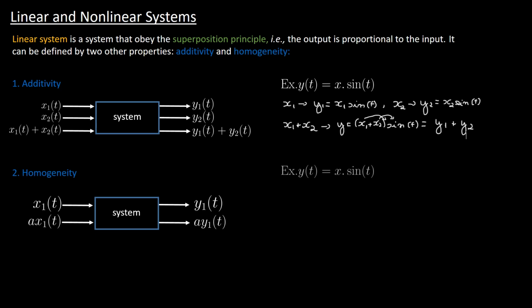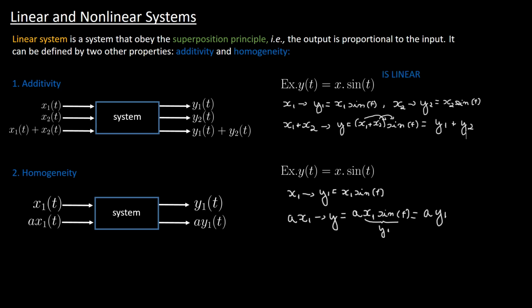Let's consider the same example as before. y of t equals x sine t. In this case, if we input x1, the output will be y1 equals x1 sine of t. Then if we input a times x1, the output will be a x1 times sine of t, which you can easily check is equal to a times y1, which means that the system is homogeneous, and since we have previously shown that it is also additive, we can conclude that the system is linear.